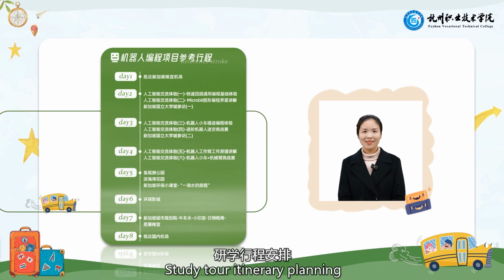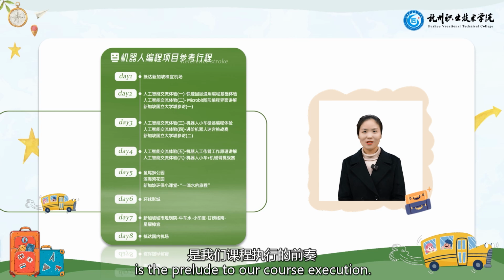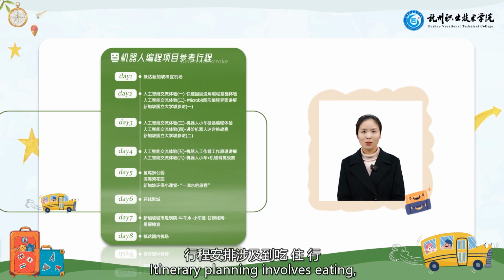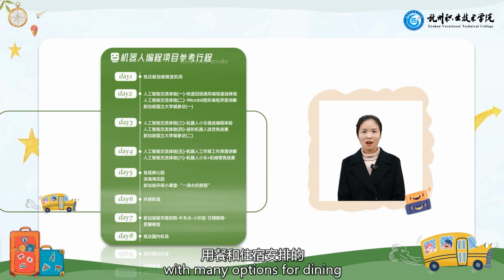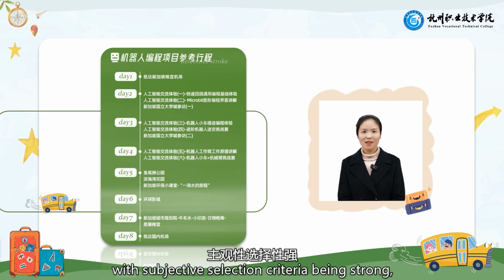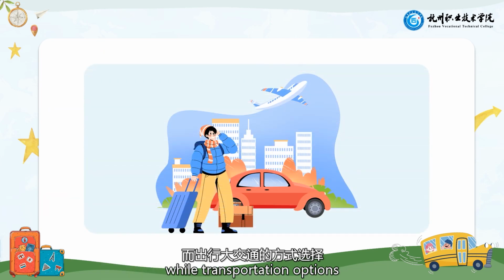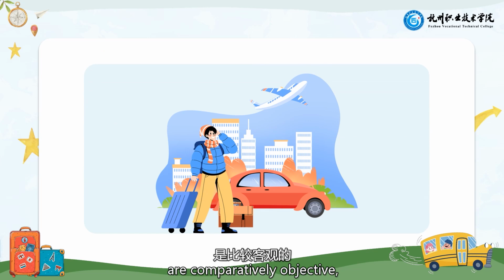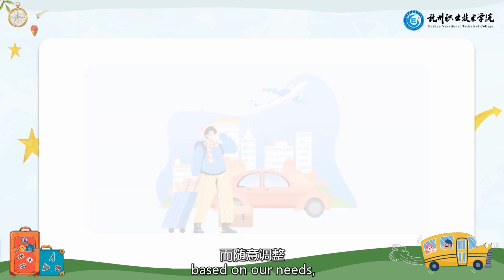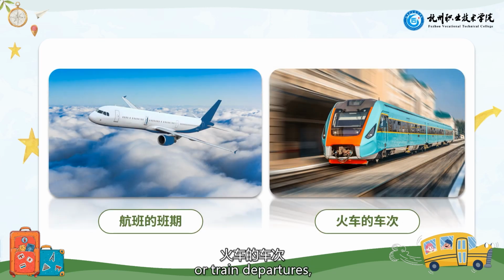Study tour itinerary planning is the prelude to our course execution. Itinerary planning involves eating, accommodation, and transportation, with many options for dining and accommodation arrangements. There's a lot of choice, with subjective selection criteria being strong, while transportation options are comparatively objective.